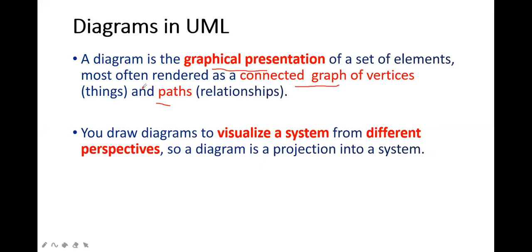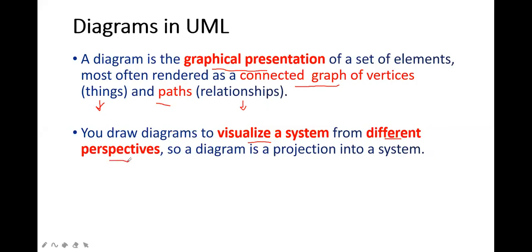When I say vertices, I mean to say the things, and when I say path, I mean to say the link between the things, that is the relationship between the things. If we have two objects, they are the vertices and the relationship between them is the link or the path. So while we are drawing these UML diagrams, we are going to visualize a system with different perspectives. This we have already elaborated in the earlier session.